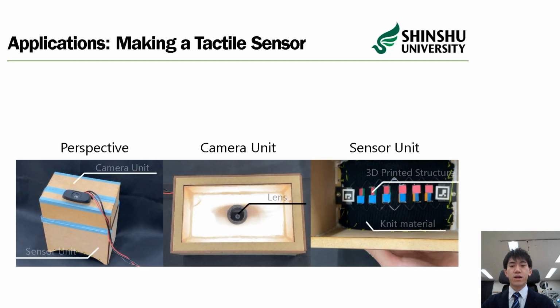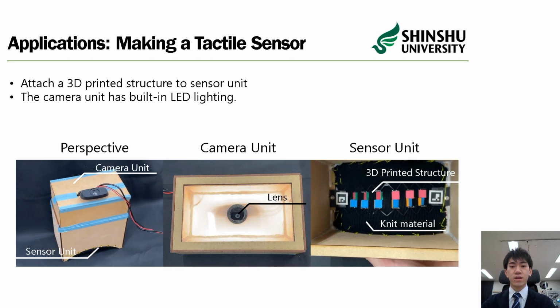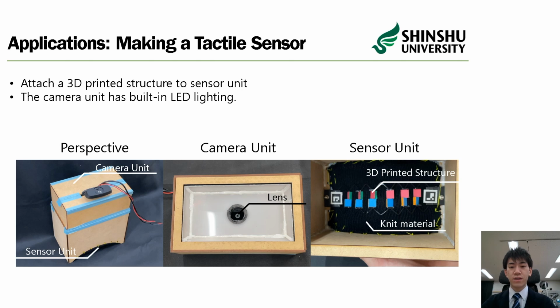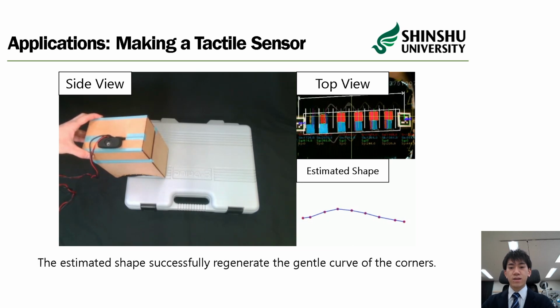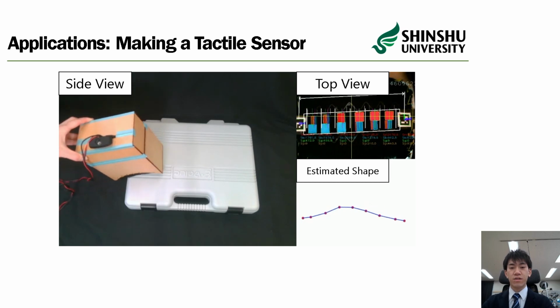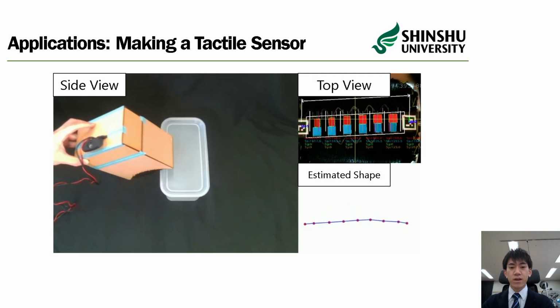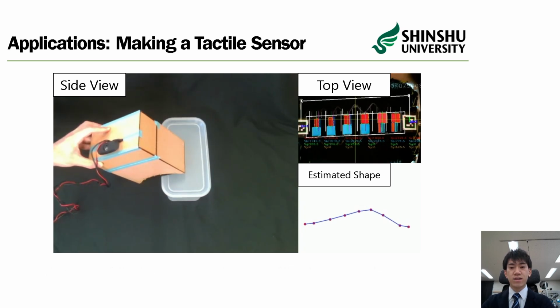Another application is making a tactile sensor. We attach a 3D printed structure on knit materials. The knit is then attached to a hollow box to make a tactile sensor that detects deformation of the knit part. Here is how it works. As can be seen in the right bottom movie, the estimated shape successfully regenerates the gentle curve of the corners. Here is another object. As can be seen in the right bottom movie, the estimated shape successfully regenerates the curve of the sharper angular corners.